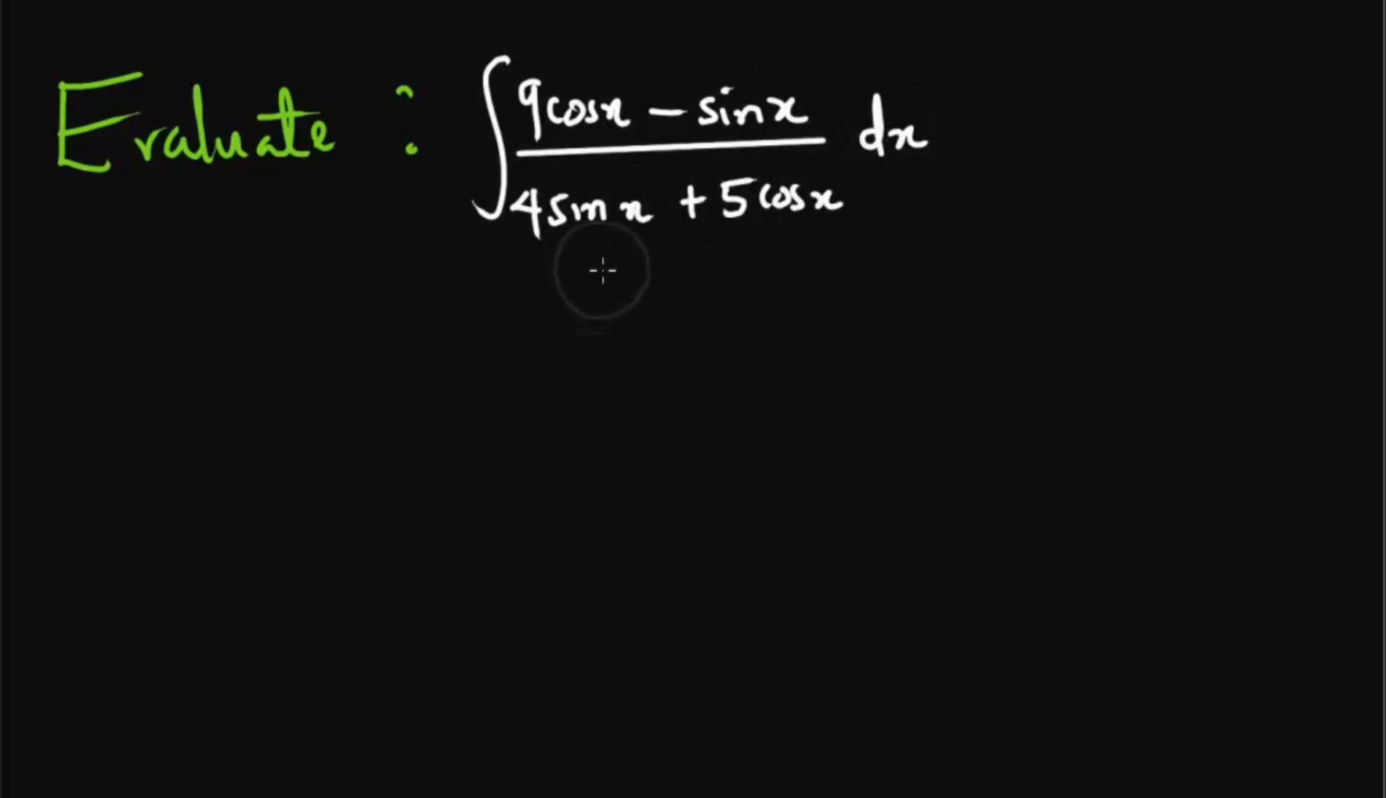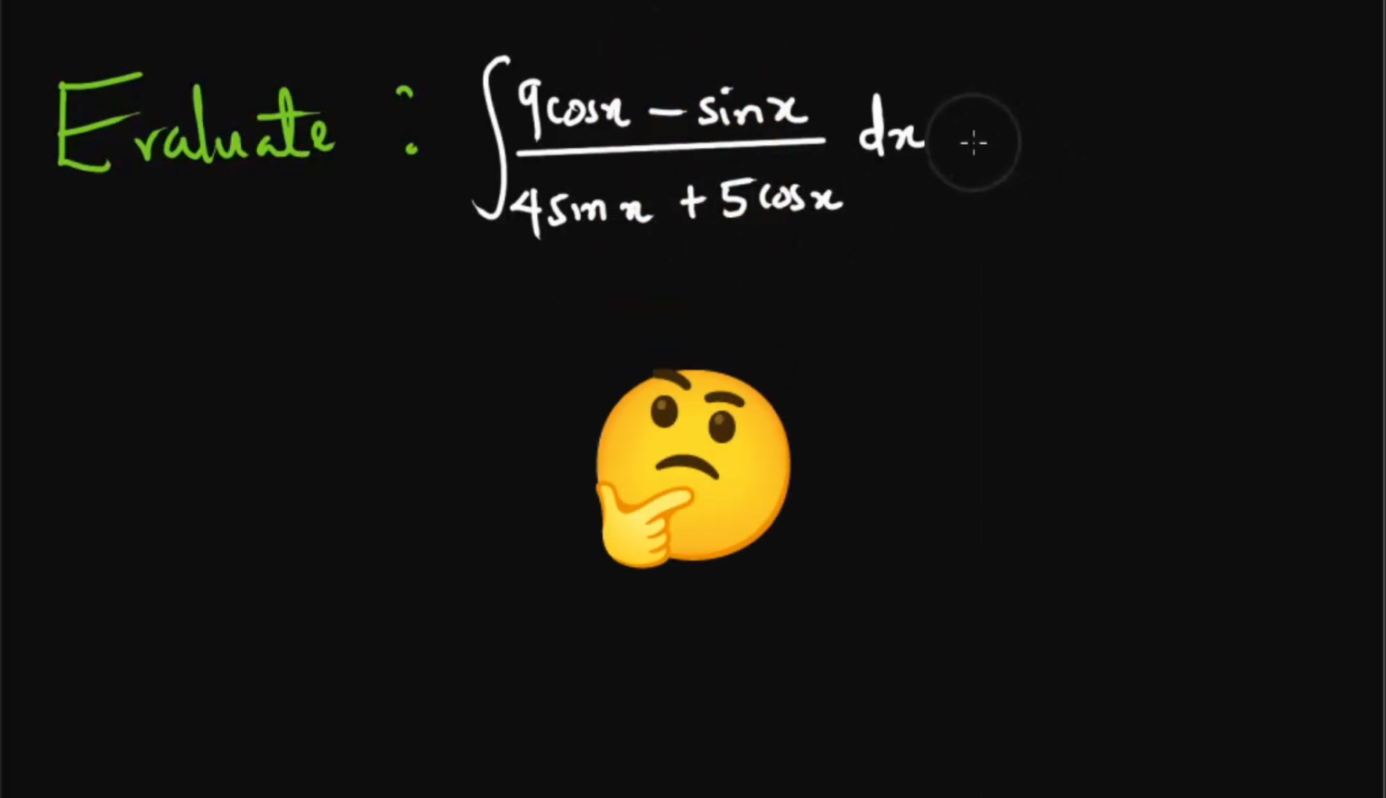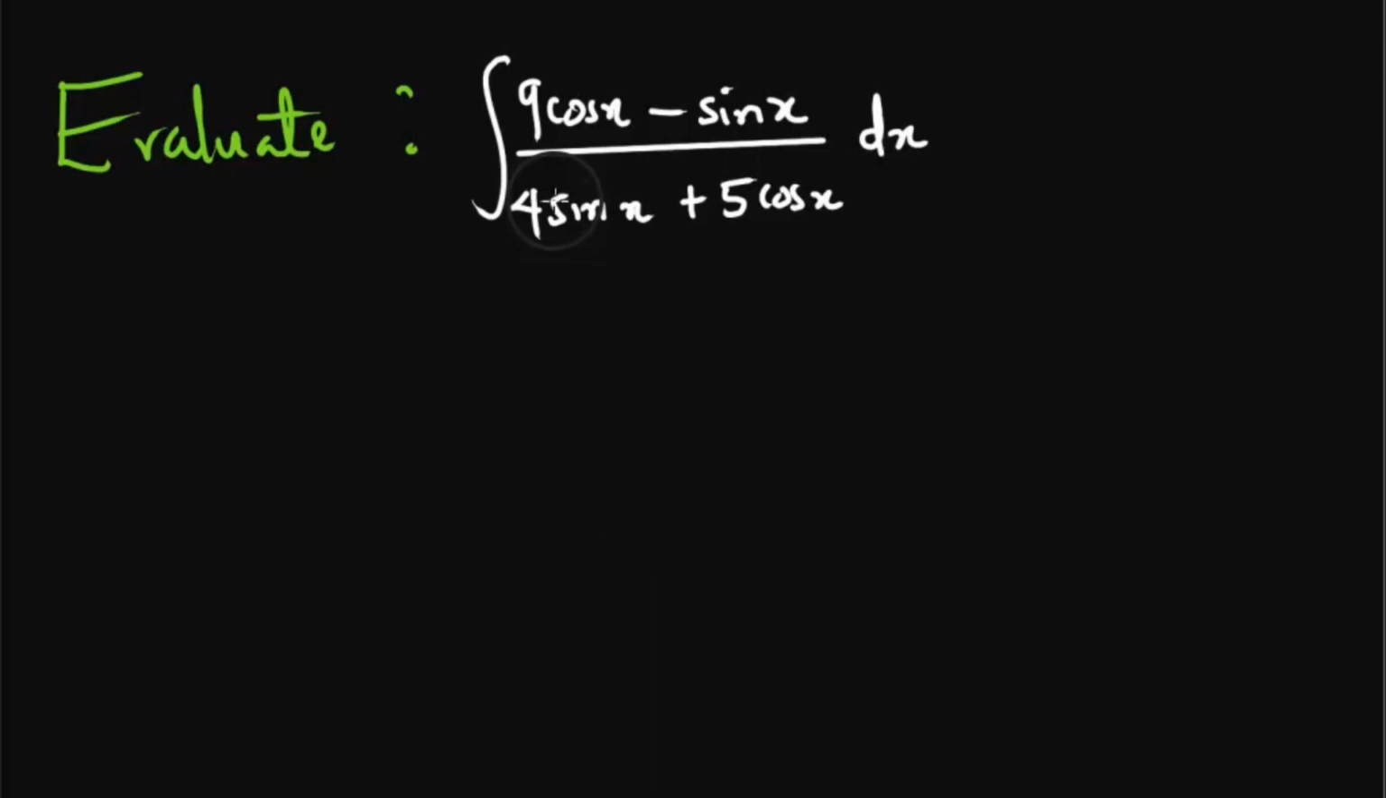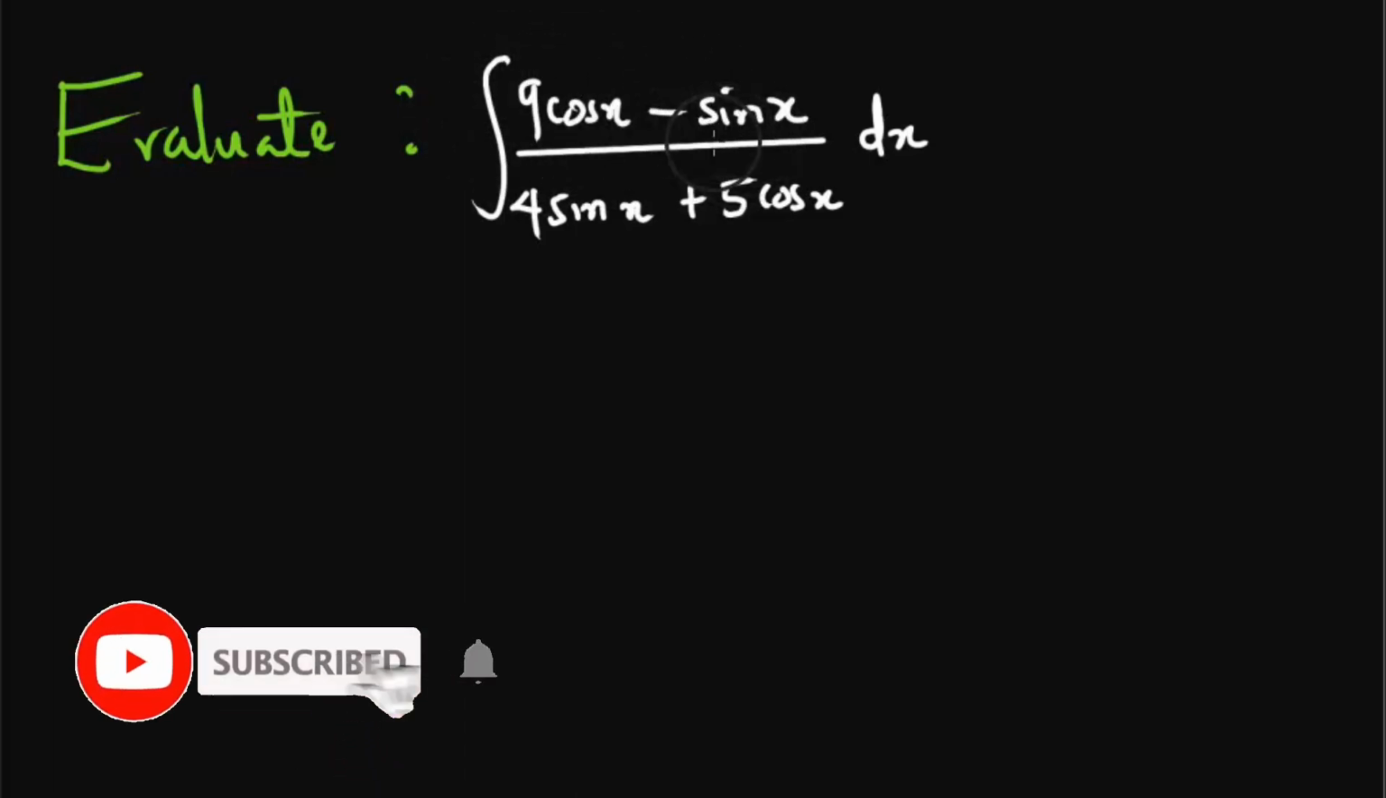Alright, so when you take a look at this question, what is the first thing that comes to mind? How are we going to go about this? The best thing to do is to try to see if you can simplify the problem. Taking a look at this, I can see 9, I can see 1 as the coefficient of sin x, I can see 4, I can see 5.